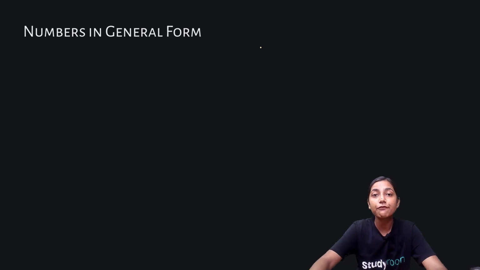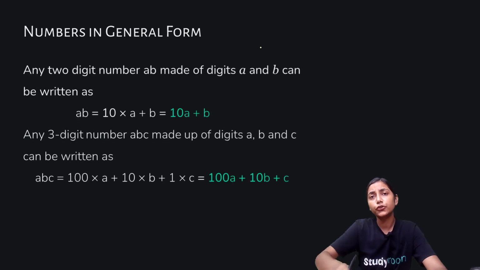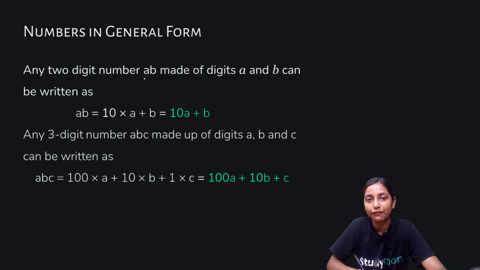So what do we have? First of all, we have numbers in general form. Do you know how we write numbers in general form? If we have a two-digit number AB, it is made up of digits A and B. And this number AB can be written as 10 into A plus B. So this is known as the general form of the number AB.